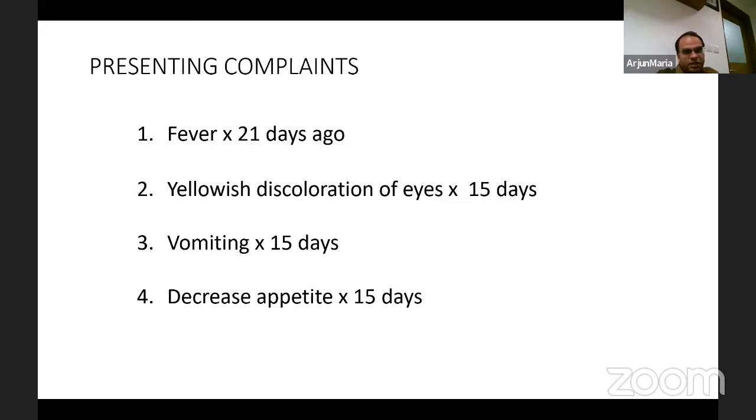The child did not have any pale colored stool. He had normal pigmented stools, and he did not have any pruritus. Yes. Okay, now we can go ahead.